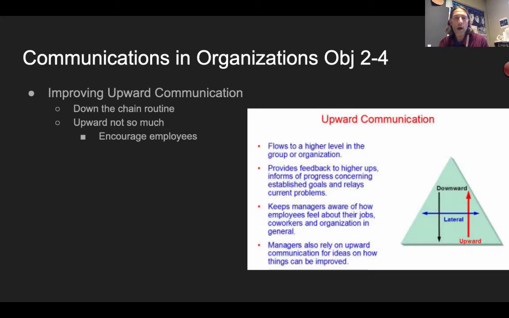You also have, when you look at improving upward communication, so like from employees to bosses, most communication happens down the chain. Upward doesn't happen nearly as much. And if you really want to develop or be a part of a company or a business that has a lot of trust, you need to have that upward communication where employees are able to go to managers and are able to go to bosses and communicate effectively.